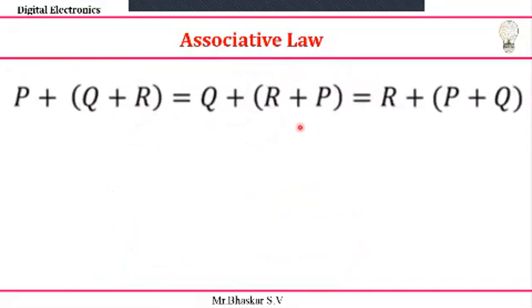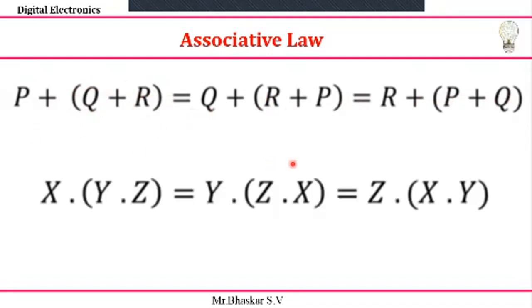Next, associative law. It is nothing but grouping. So here it is p plus q plus r. Here I'm going to group q and r first. Later, if you take r and p first, and later you take q, not an issue. R plus p plus q. All the results are the same.